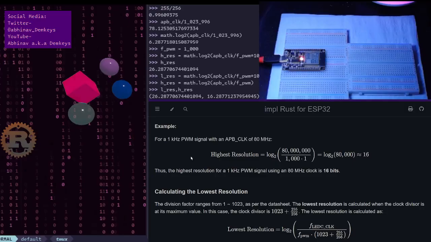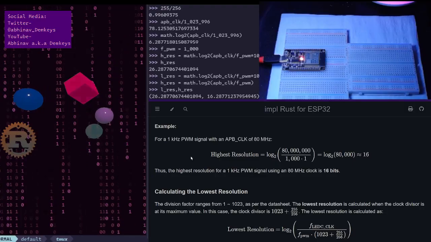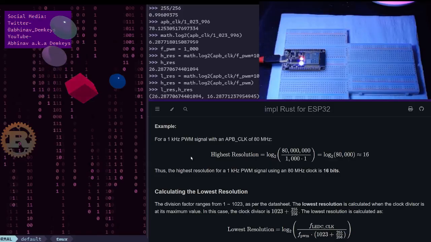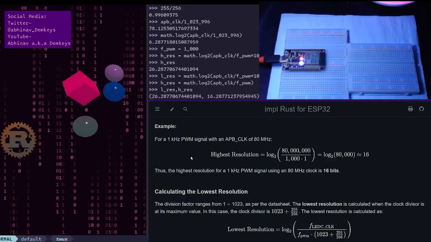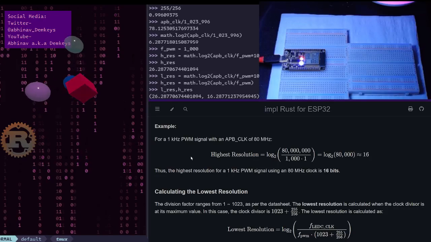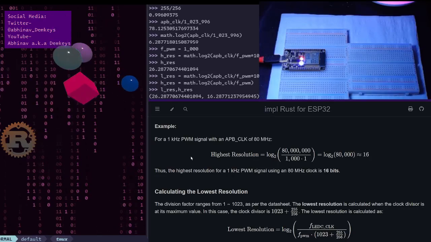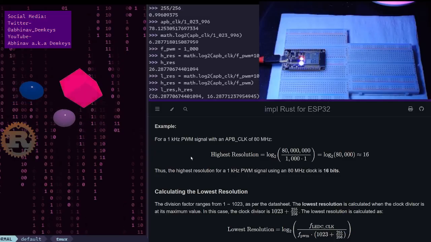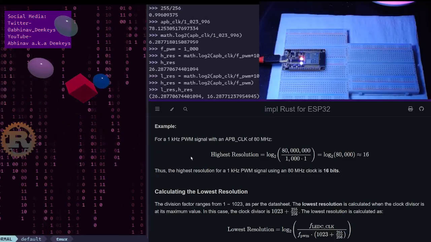It can be quite confusing at first glance because the math seems to move in the wrong direction. The confusion usually stems from how we define resolution in the context of PWM. It's not about the frequency itself, it's about the number of discrete steps you can fit into a single cycle.